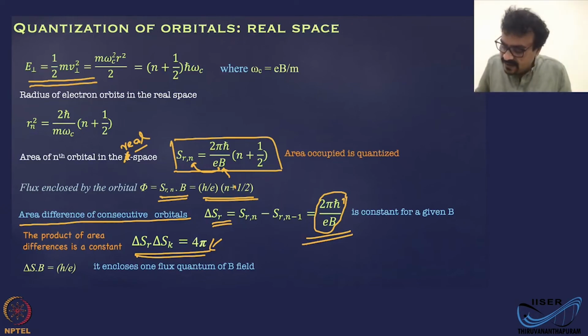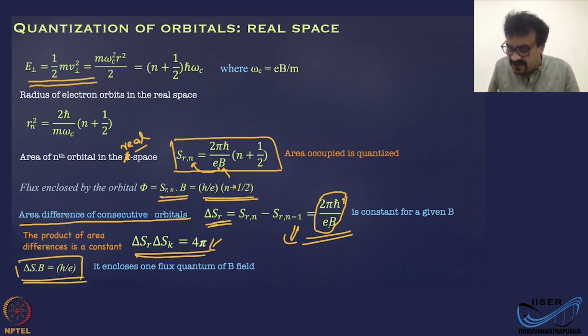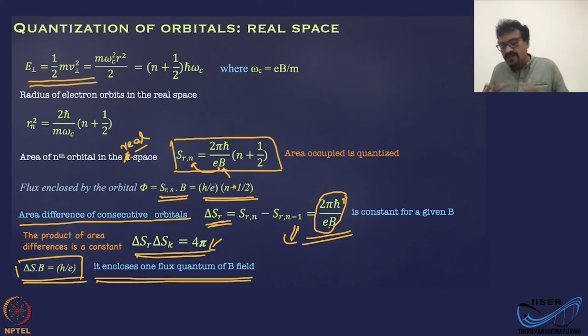And from this relation, you can take the B and multiply by this area. So ΔS times B, that is h by e. That is the flux enclosed between two successive Landau levels, which is always h by e. That is, it doesn't matter what field is given, okay, because it's always h by e, it is independent of the field.